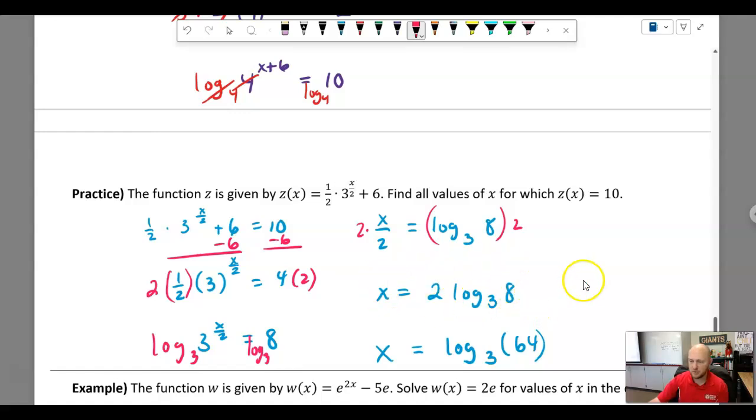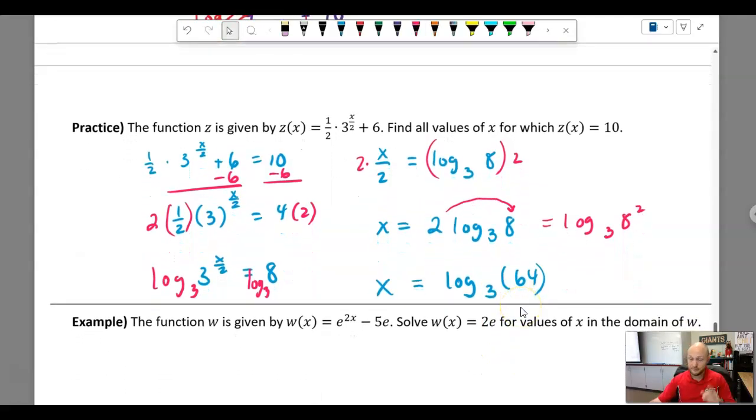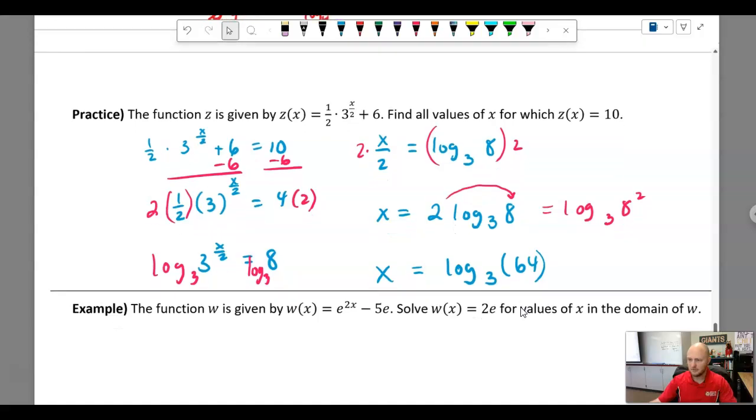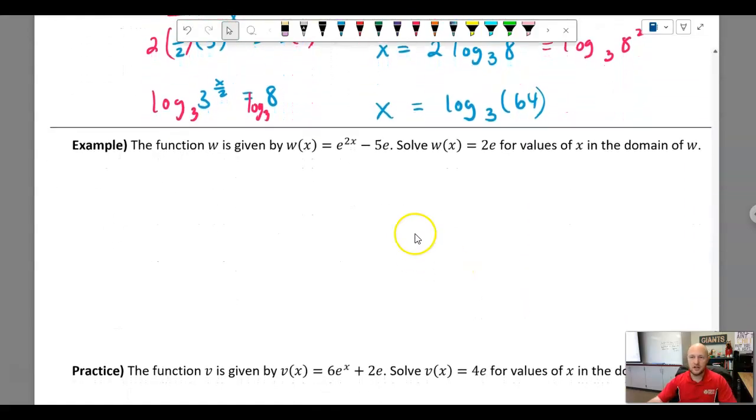This could potentially be an answer, but this is such a common property, I would expect them to make this log base 3 of 8 squared, which is 64. Okay, so this is what I got, log base 3 of 64. Did you get it? All right. Okay. Let's go ahead and look at this next example.